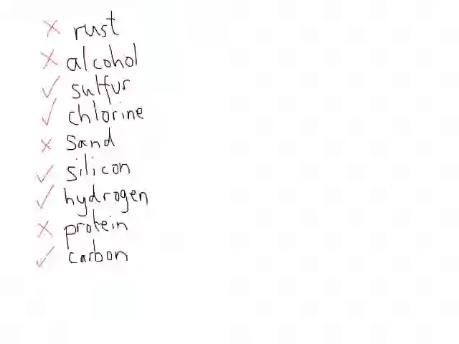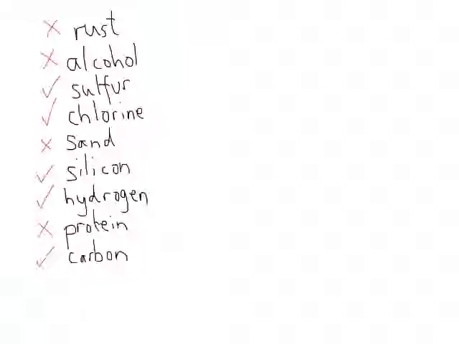Now what's interesting is that things like rust and alcohol and proteins are actually made up of elements. So for instance, protein, there's a lot of carbon, hydrogen, oxygen and nitrogen in proteins, with a little bit of phosphorus and sulfur thrown in. So that's what proteins are made up of. But there's no protein on the periodic table because protein isn't an element.